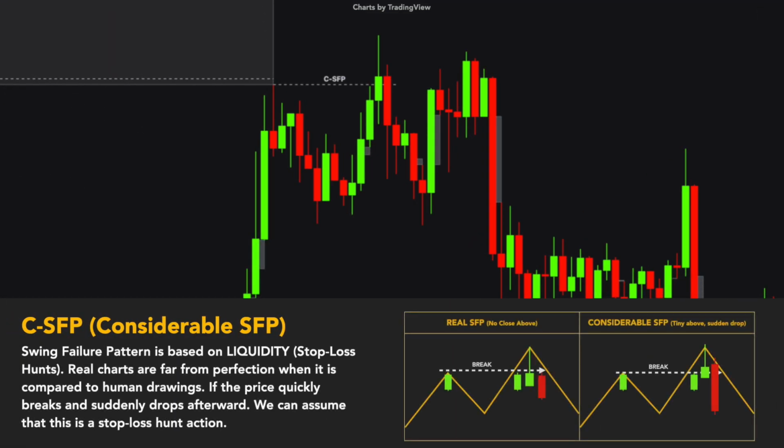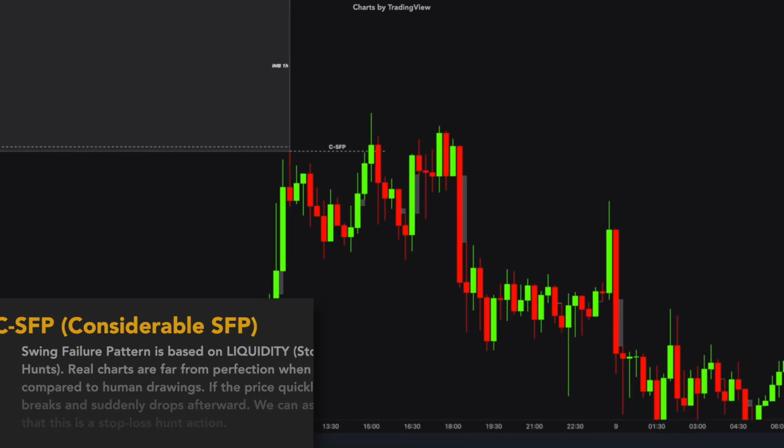This is not a real swing failure pattern. I call these considerable swing failure patterns, weakness of a movement, because price goes up and suddenly drops. This indicates to me that this is a stop loss hunt action. This is how I read the price action structure. I do not care about what others think.